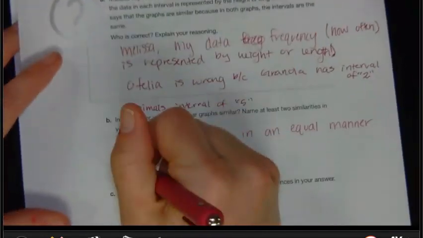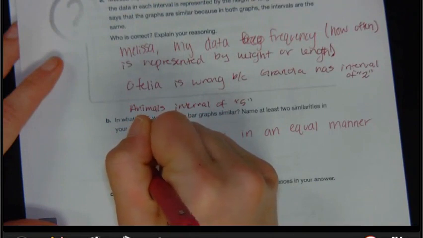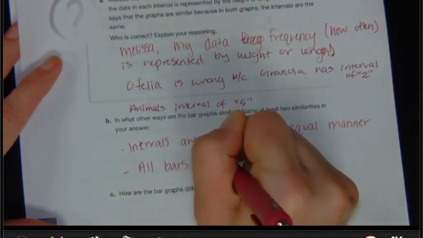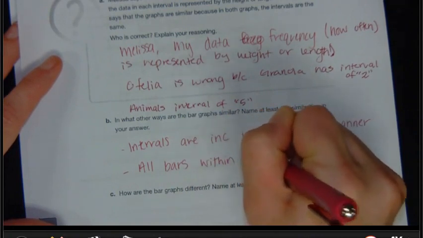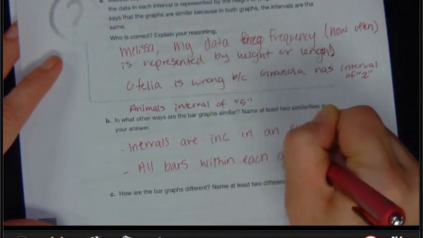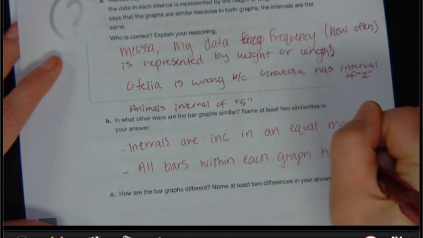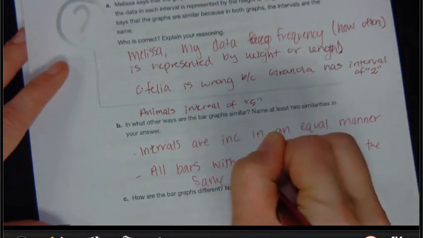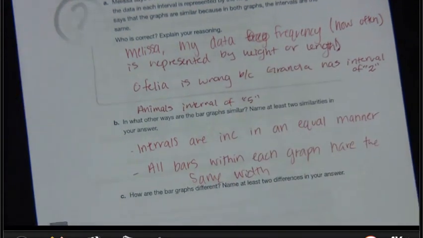Okay. So what I'm going to say is all bars within each graph have the same width. Okay.